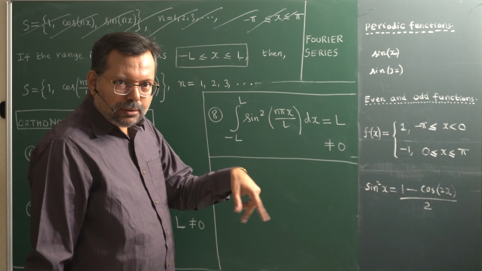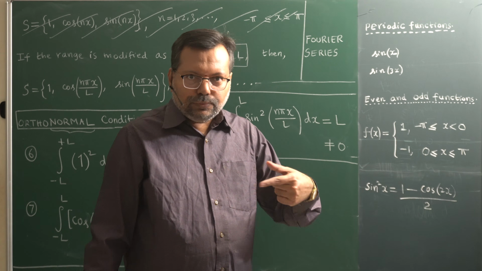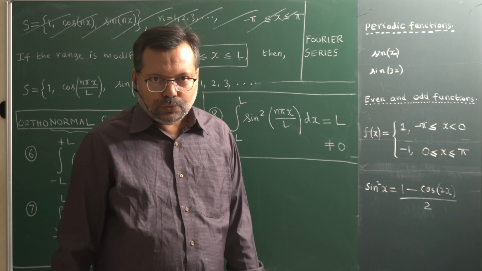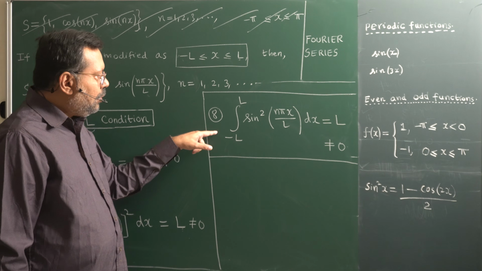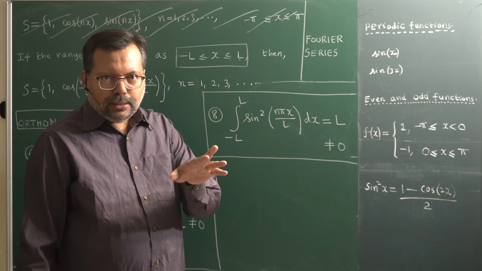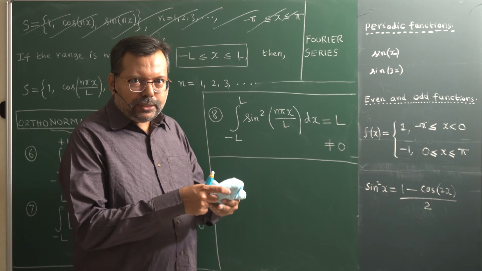Now let me actually go into the Fourier series. What do you mean by Fourier series, and where is this L going to come? Let me therefore slightly modify these equations, 6, 7 and 8. I am going to modify 6, 7 and 8, and then I will write them down here after erasing this.